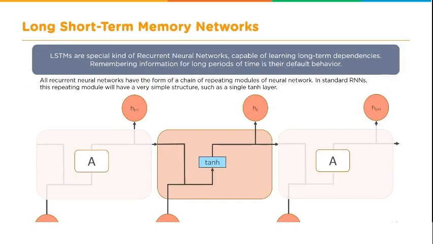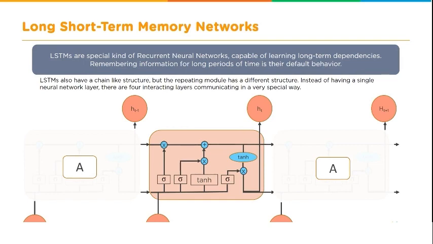So the LSTMs are a special kind of recurrent neural network capable of learning long-term dependencies. Remembering information for long periods of time is their default behavior. All recurrent neural networks have the form of a chain of repeating modules of neural network connections. In standard RNNs, this repeating module will have a very simple structure such as a single tanh layer. LSTMs also have a chain-like structure, but the repeating module has a different structure. Instead of having a single neural network layer, there are 4 interacting layers communicating in a very special way.